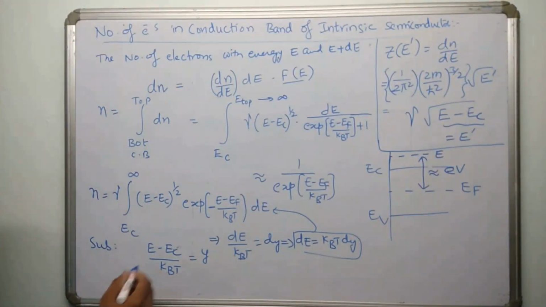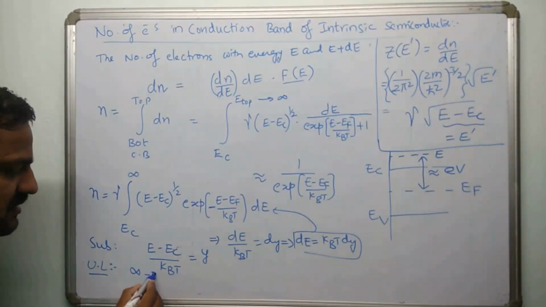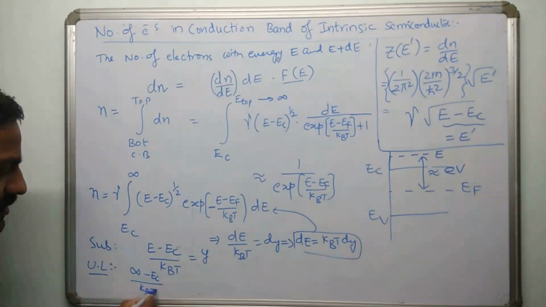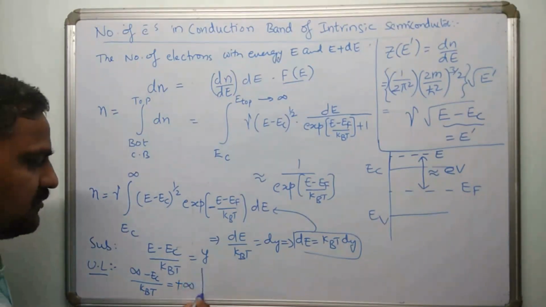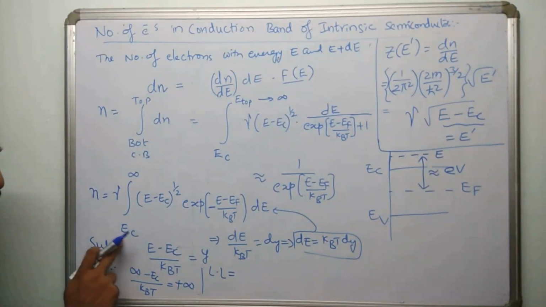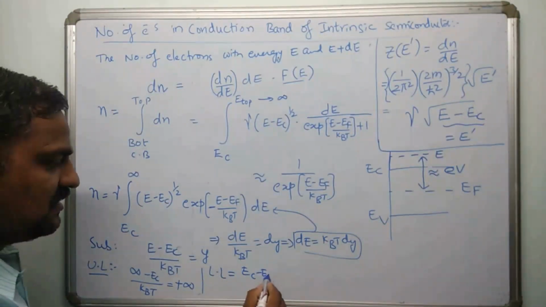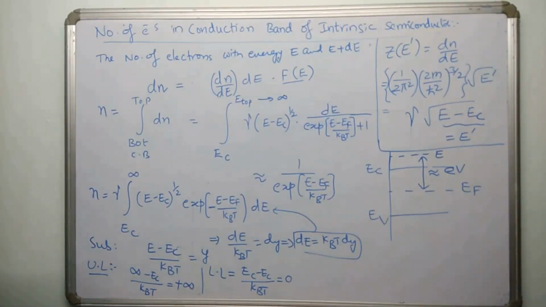And one more thing is the upper limit. What is the upper limit of this integral? As you know, the upper limit is infinity. So in place of E, you substitute infinity. So infinity minus EC by kBT is equal to y, which is the upper limit. This is just infinity, because infinity minus something is infinity, divided by a constant is also infinity. Similarly, for the lower limit, you substitute E as EC. So EC minus EC by kBT, and hence the lower limit goes to 0.